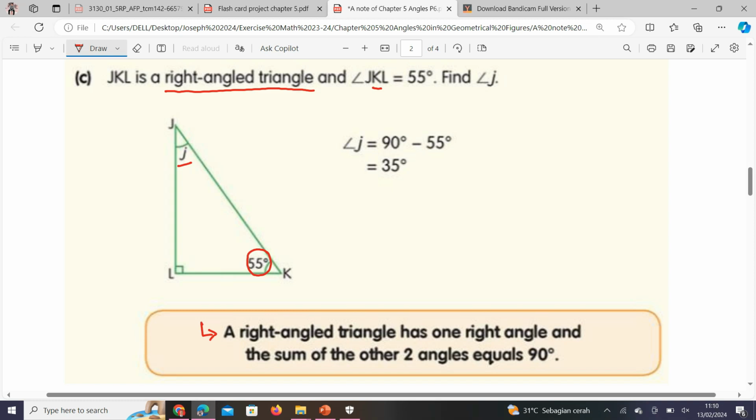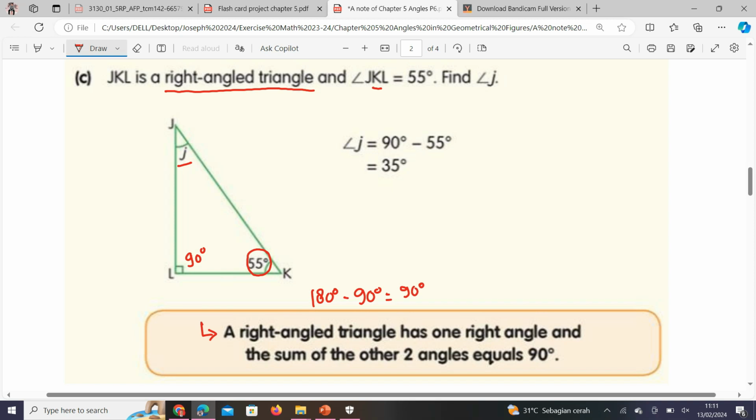A right angle triangle has one right angle, which is the angle of JLK in here, and the sum of the other two angles equals 90 degrees. Do you know why? As you know, from 2A, you learned that the sum of angles on a triangle is 180 degrees, isn't it? So if this is a right angle equal to 90 degrees, 180 degrees minus 90 degrees equals 90 degrees. So, the sum of the other two angles equals 90 degrees. Does it make sense to you? Yes, it does.